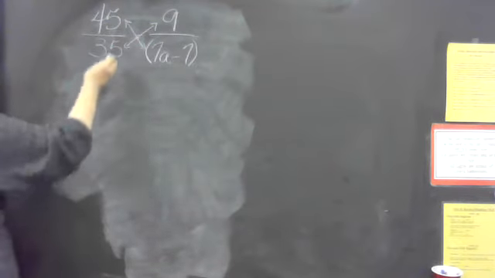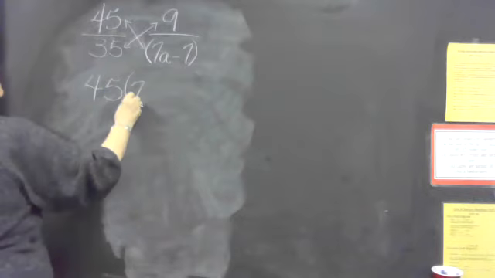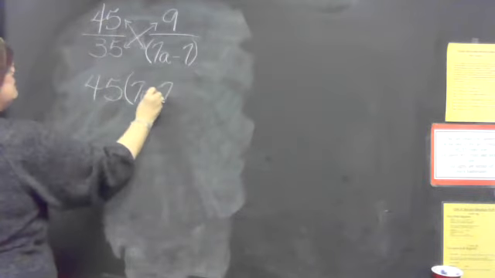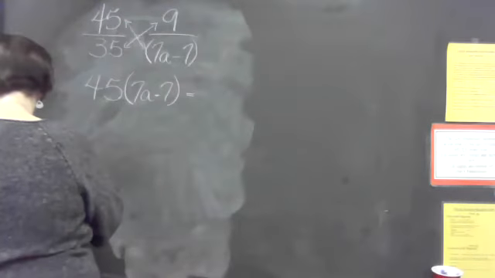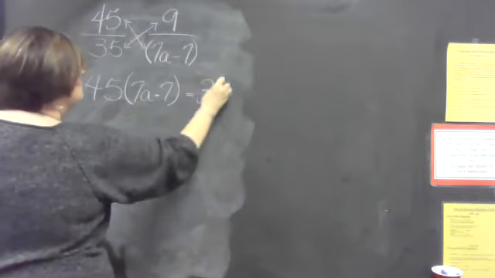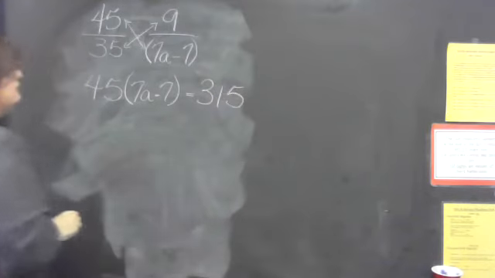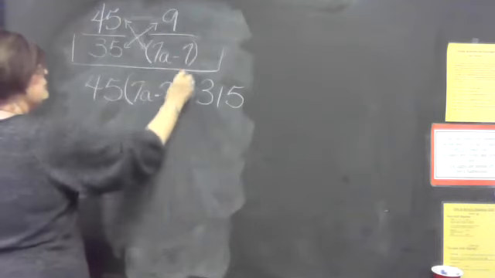So now, remember, you can multiply either one of these. It doesn't matter, it's gonna work. I like to go ahead and get the parentheses taken care of, so that's why I'm gonna do this first. 45 times 7a minus 7 equals 315. What'd you say, 315? Good. 315. Okay, so now we have set up our equation from the proportion.